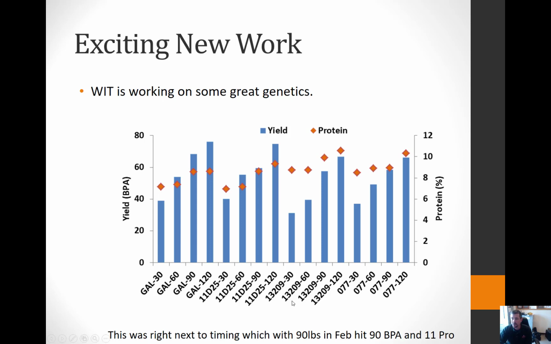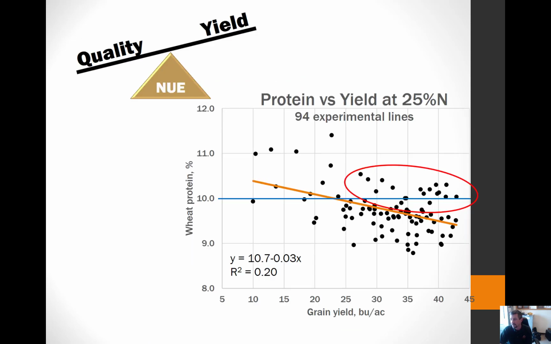I want to focus on 13209 here. The wheat improvement team is working on looking at genetics and nitrogen use efficiency factor in our genetics. And folks, there's some potential. There may be some lines coming out soon that have an ability to produce really good baking and milling quality wheat at lower nitrogen levels and compete with our known good high yielding varieties, like Gallagher, in better environments. A lot of this work comes from Tipton.